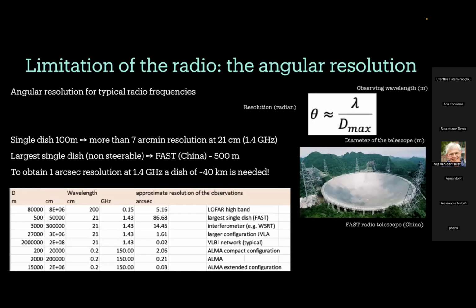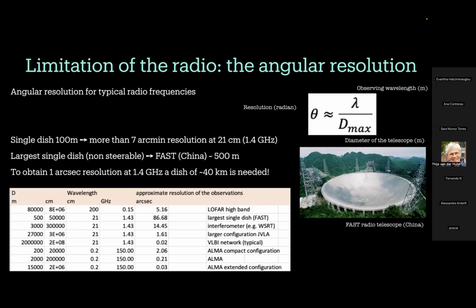Why interferometry? Well, it's obvious, of course, it's because of the need for angular resolution. We all know that the resolution of any optical instrument is lambda over D. And because lambda is very large, say even in MOPA, it's 30 meters, to get to the right angular resolution, the size of your instrument has to be very large. Just to set the scale, to get a resolution of 1 arc second at 1.4 gigahertz, 1.4 gigahertz being the H1 frequency, you need a telescope of 40 kilometers. So this is obviously not feasible.